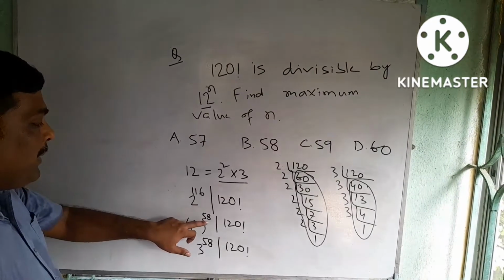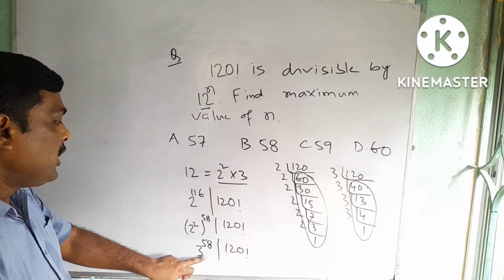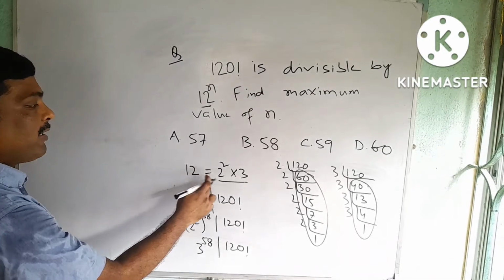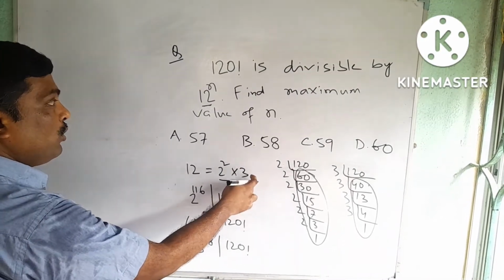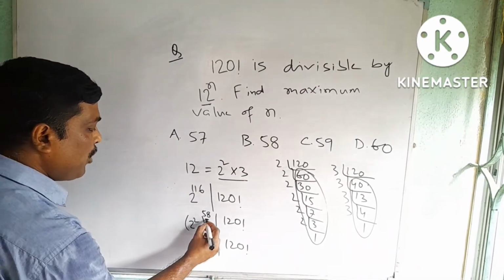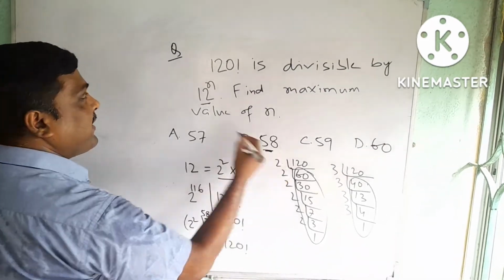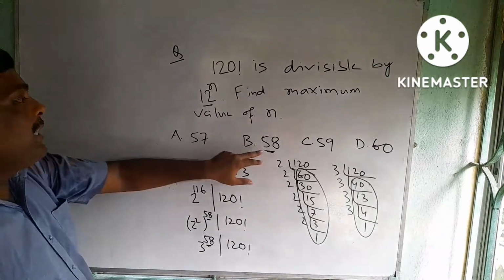2 square to the power 58 divides 120 factorial. 3 to the power 58 divides 120 factorial. And 12 can be written as 2 square into 3. So the value of n is minimum of 58 and 58. Minimum of 58 and 58 is 58. So maximum value of n is 58.